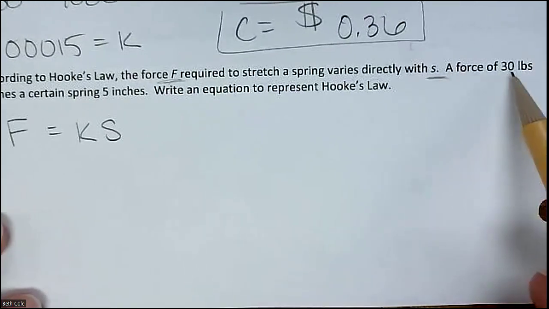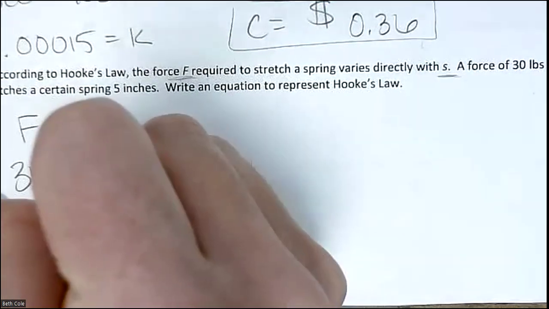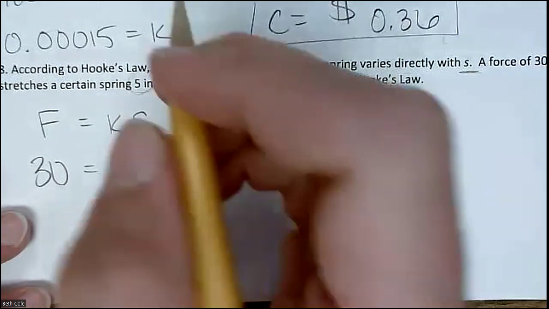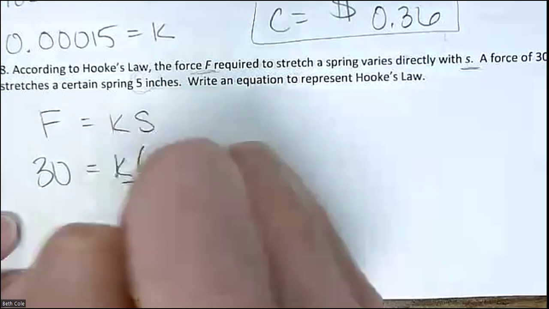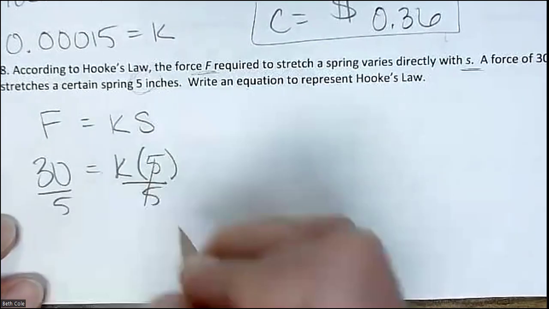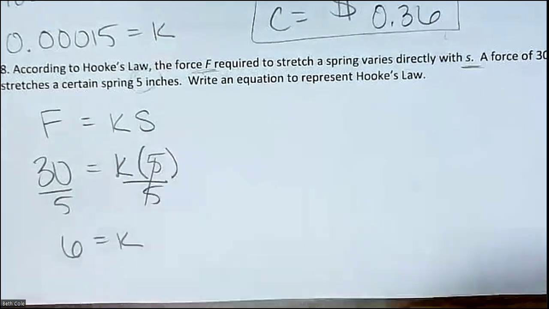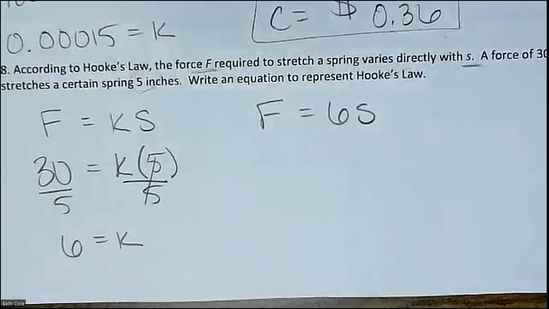Then you just read a force of what? Okay, so 30 goes in for force. It stretches a spring that is 5 inches. So S is 5. So what is K? Good job. Perfect. K is 6. Now you're going to start over, plug in 6 for K. You just start over. You do the problem twice, kind of.